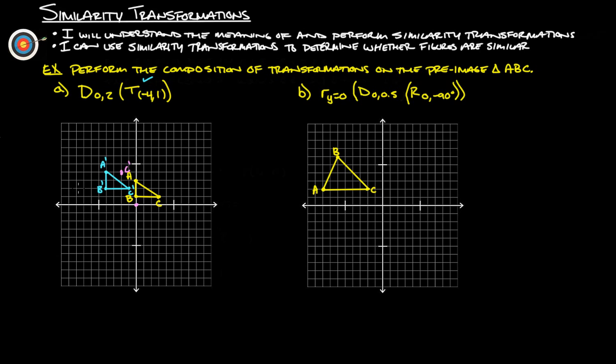So we're going to go over 4 more and up 2 more. And there's our new B prime. Actually, it's double prime because it's our second transformation. Okay, and then A is over 4, up 4. So from here, we're going to go over 4 more and up 4 more, right? Up to there. Okay, and then that is now A prime.